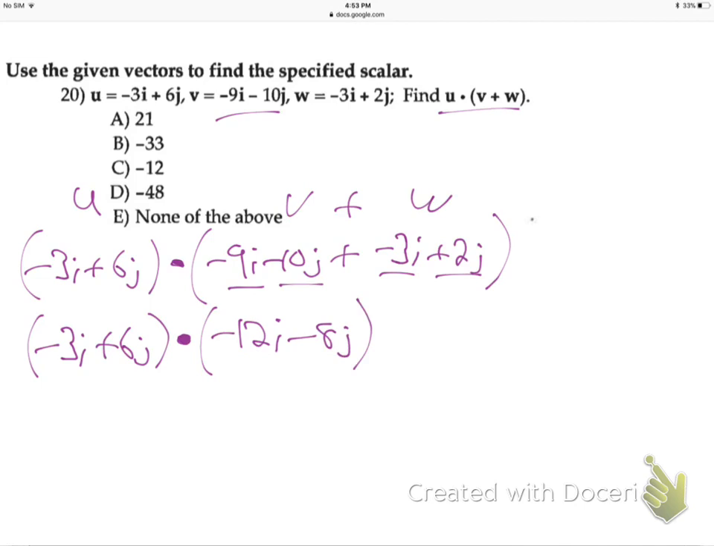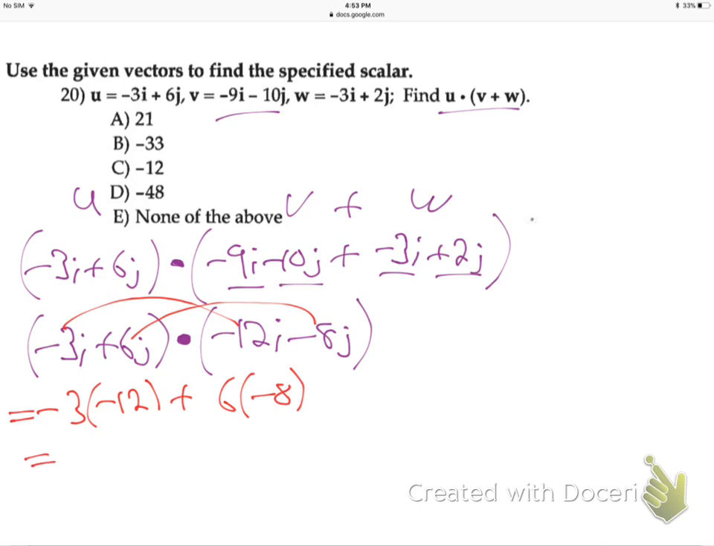Now dot them. Remember, dot is a special thing: the i with the i and the j with the j. Negative 3 times negative 12 plus 6 times negative 8. You multiply i with i, j with j, add them up, and drop the i and the j. So you get positive 36 minus 48, so minus 12. C on 20. Let's go on to our last one, number 21.